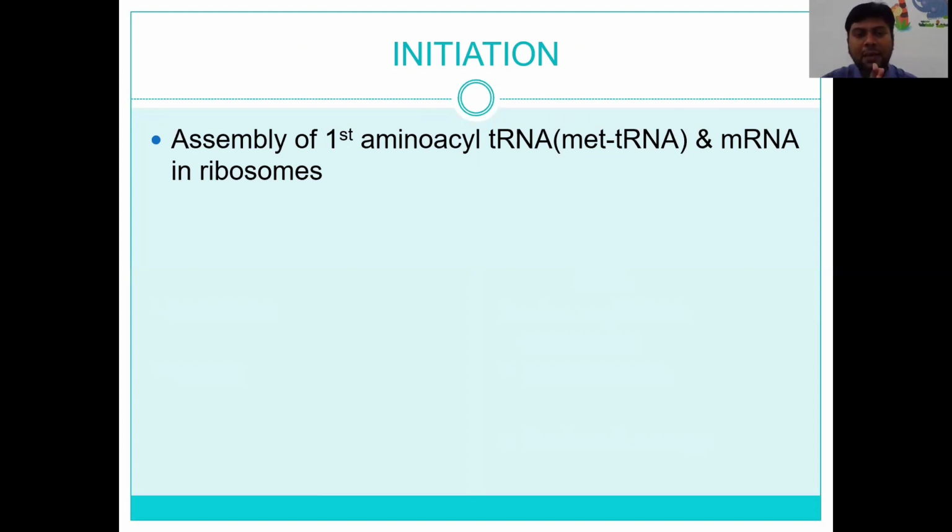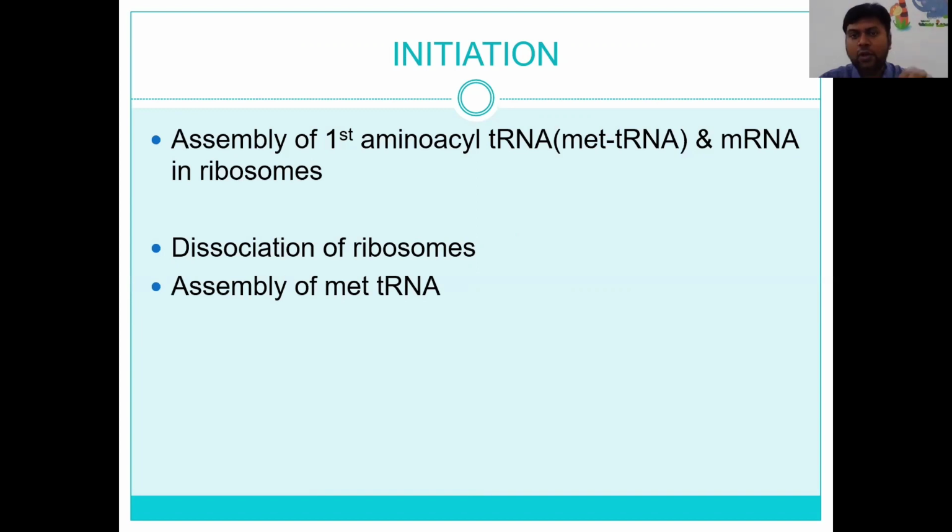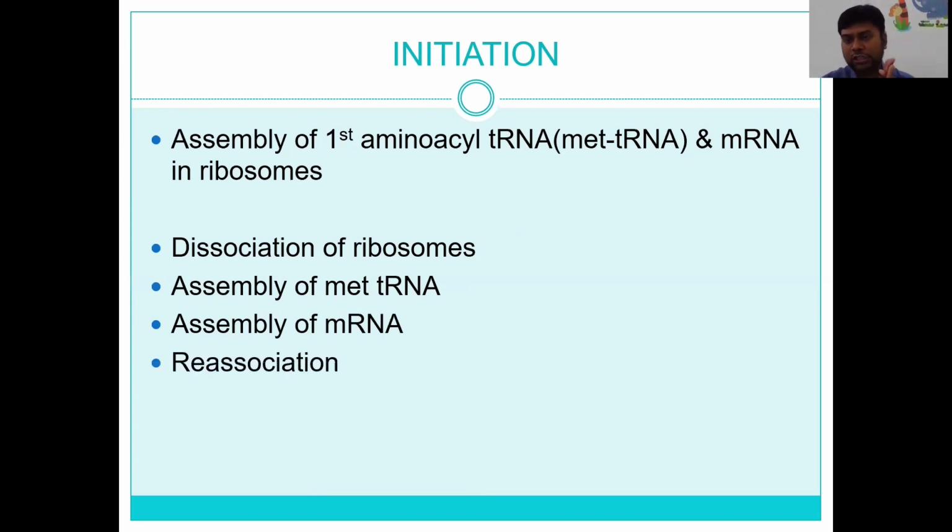It is almost like packing something into a tiffin box. Here the tiffin box is the ribosomes. If you want to pack or load something into it, first you should open the lid, which is otherwise called dissociation of ribosomes. After opening, you put the contents in one by one. First, we assemble the methionine tRNA into it. Then we put the mRNA into it, and after putting everything, we close it back, which is called reassociation of ribosomes. These are the 4 major steps involved in the initiation phase.